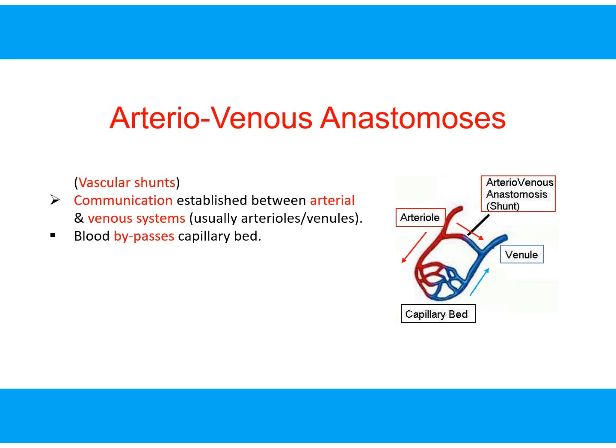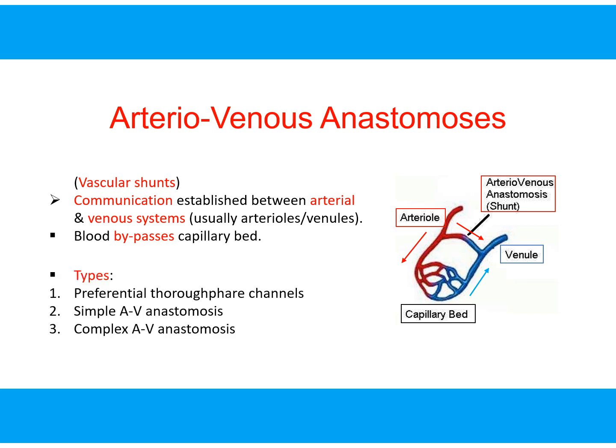Because of their structure and function, these anastomoses are divided into three groups. Number one, preferential thoroughfare channels. Number two, simple arteriovenous anastomosis. And number three, complex arteriovenous anastomosis.